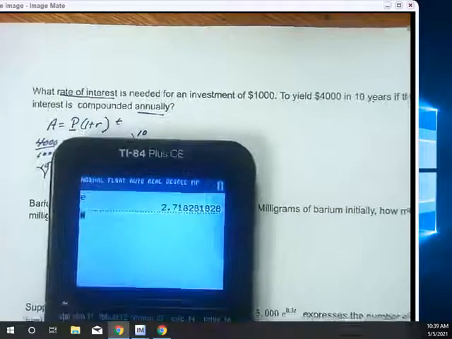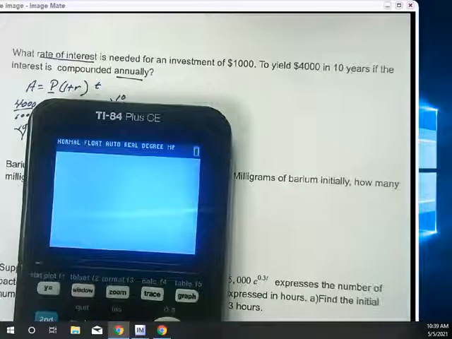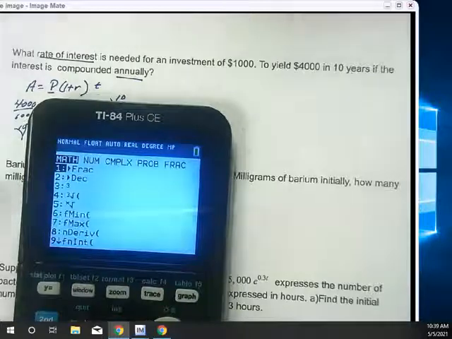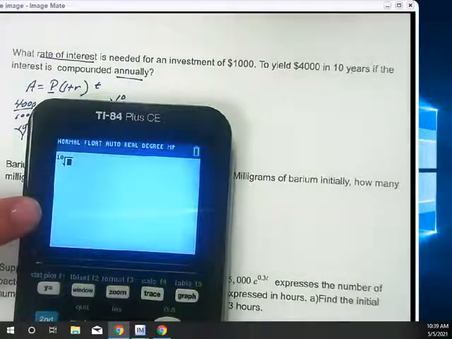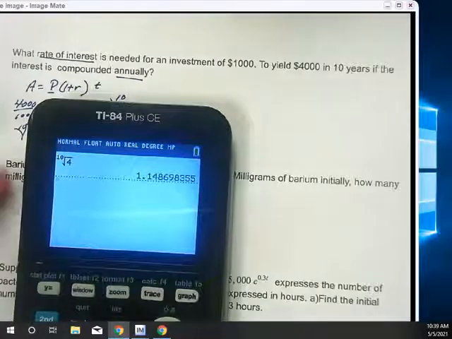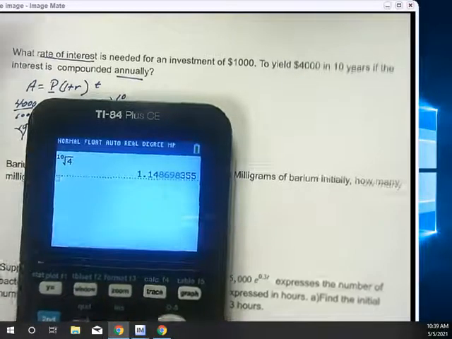On your calculator, how do I get the 10th root? Math, go down to 5. And notice I typed in 10 first. So when I go to math 5, it automatically puts that number as the 10th root. And then I'm going to do 4, and that gives me this long decimal approximation.